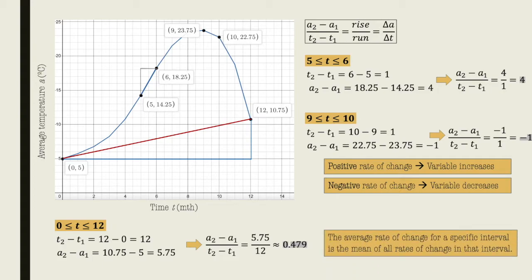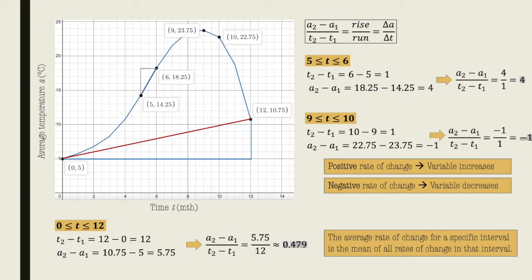When you have a straight line, the rate of change is always the same. Therefore, the average will maintain that value indefinitely. Here, though, we have countless rates of change, and they all average out to this red line over here, whose gradient is 0.479.